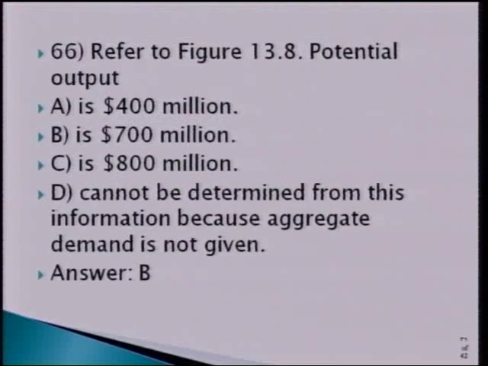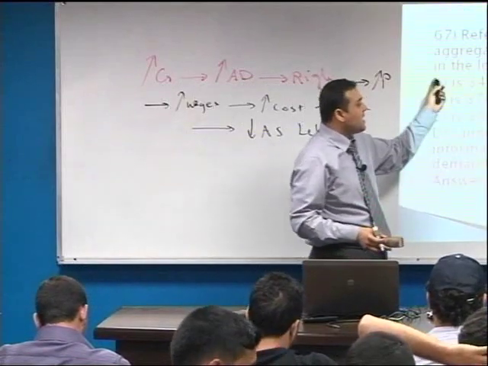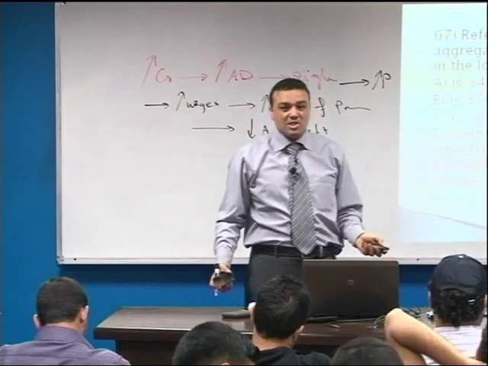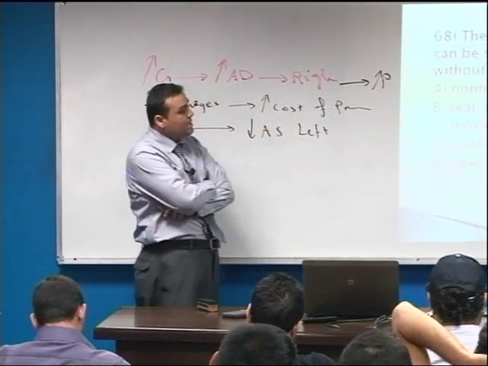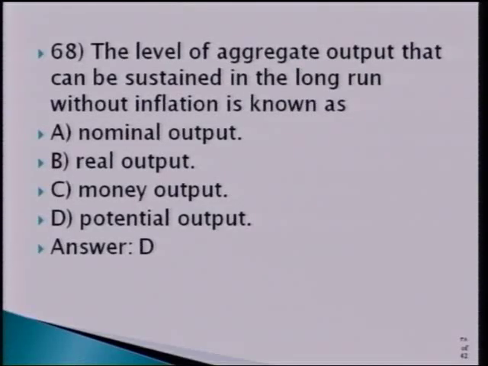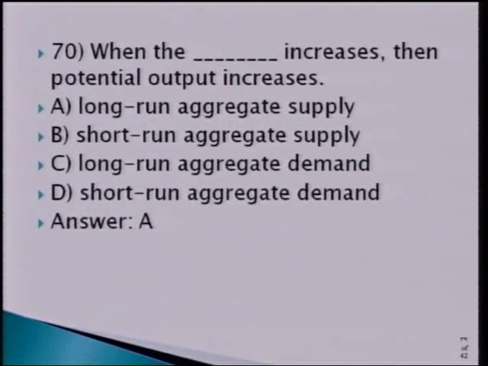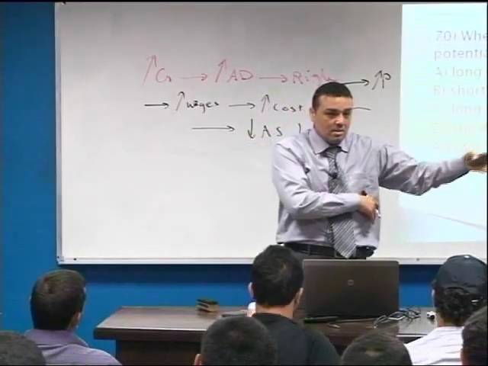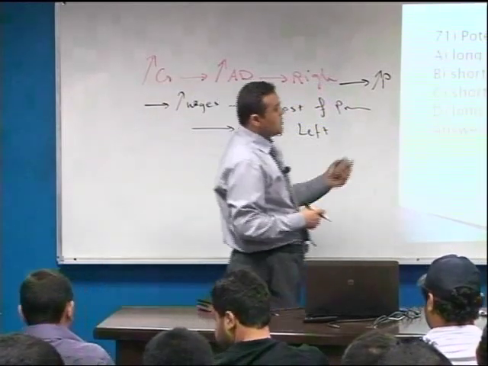The potential output, or the potential GDP, in this case, refer to the figure, is 700. Refer to the figure: the level of aggregate output that can be sustained in the long run without inflation. The potential output that remains in the long run is 700. The level of aggregate output that can be sustained in the long run without inflation is known as what? Potential output. When the long run aggregate supply increases, the potential GDP increases, and we move to a new potential GDP. The potential output is equal to what? The long run aggregate supply.